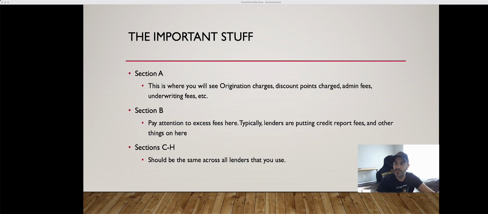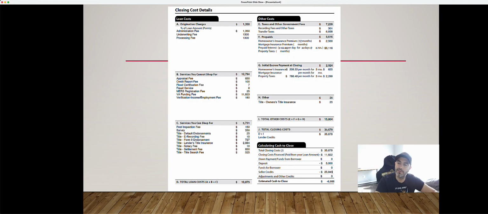So let's see what we've got. And this is what I'm talking about in Section A. Up here in Section A, I just put in some fake fees, like an administrative fee, an underwriting fee, a processing fee. And this part up here that says percentage of loan amount in points, that's if you're paying points. If you're paying a point for that rate, you'll typically see 1% of loan amount. If you're paying 2 points, it'll be 2% of the loan amount. And that's what you're getting charged. And then you'll have a dollar amount associated on the side.